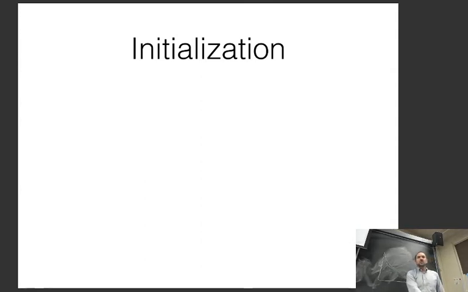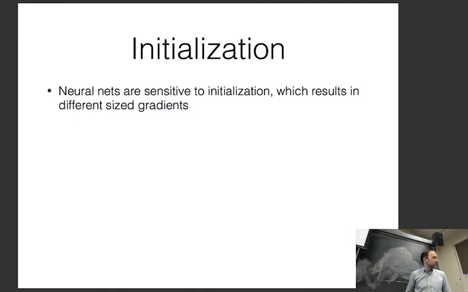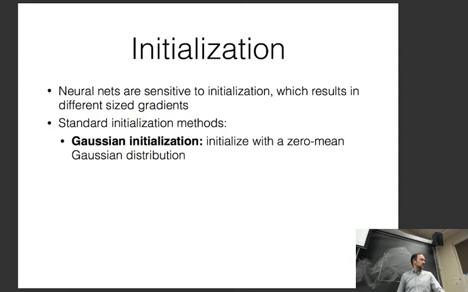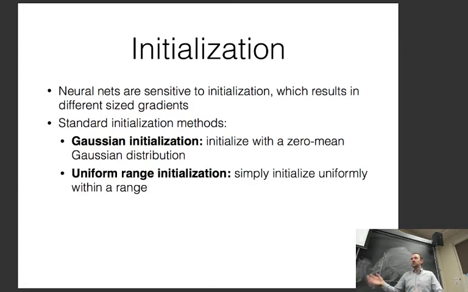Initialization. This is something that you don't need to think about quite as much, but it can still make a difference in your results. Neural networks are very sensitive to your initialization because this results in different sized gradients for the models. There are a lot of different standard initialization methods. One is Gaussian initialization, where you initialize with a zero mean Gaussian distribution. Another one is uniform range, where you just pick a range uniformly, maybe between minus 0.1 and 0.1, and then you initialize everything to be uniform in that range.